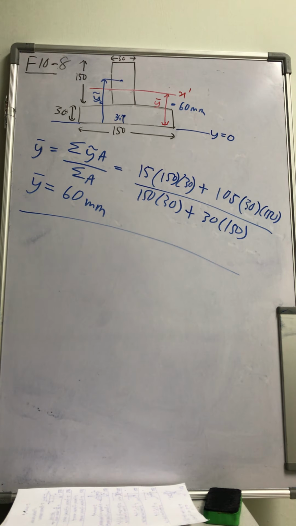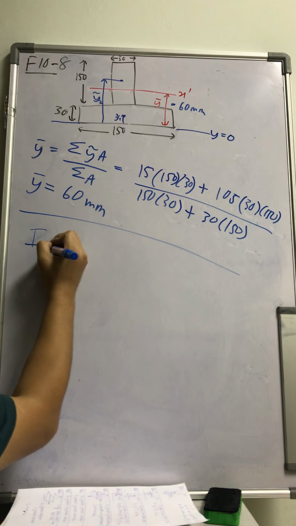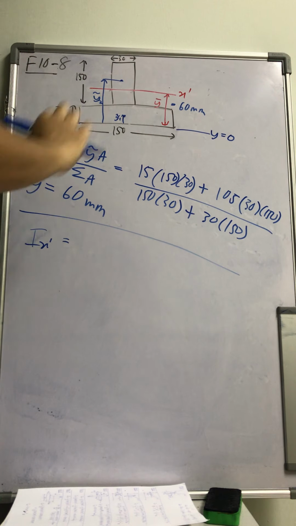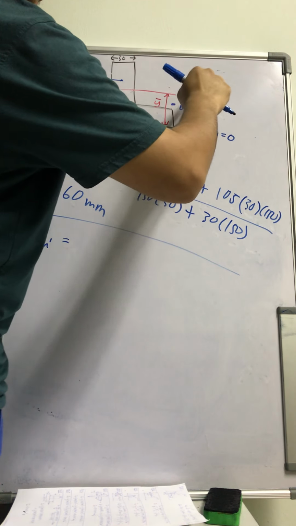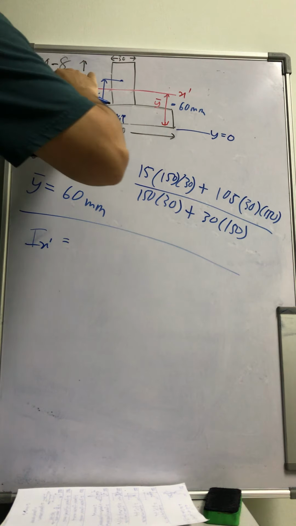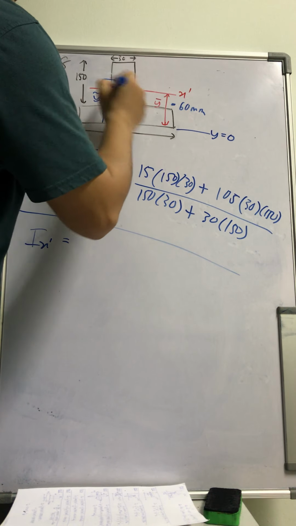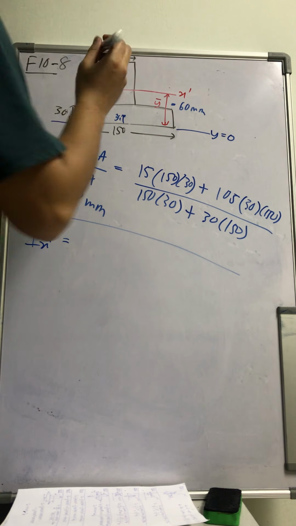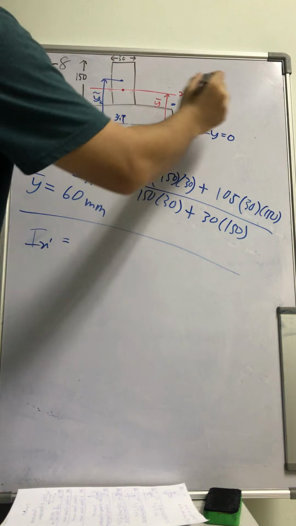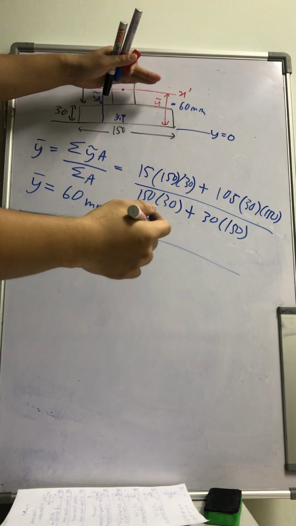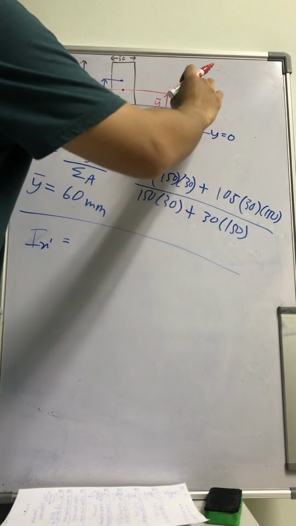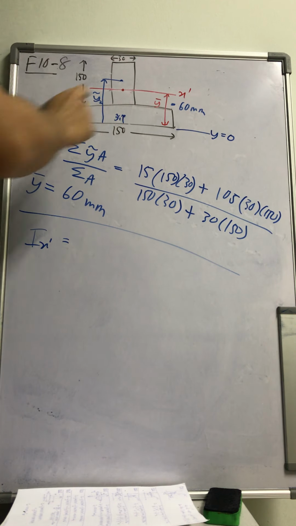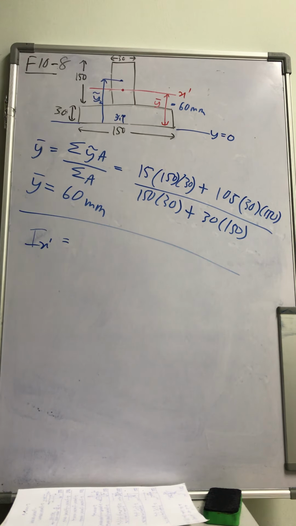Next, after we know this, then we can find I x prime, okay? Because now you know the location of your x prime, which is the axis that passes through your centroid, right? So for this composite area, your centroid is where? It is here, 60 millimeter from the bottom, right? And this is your x prime, the axis that passes through the centroid of the whole composite area.